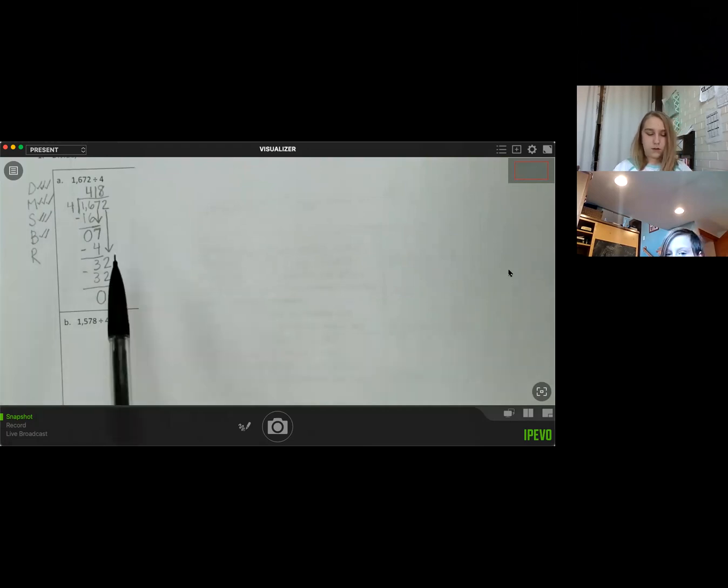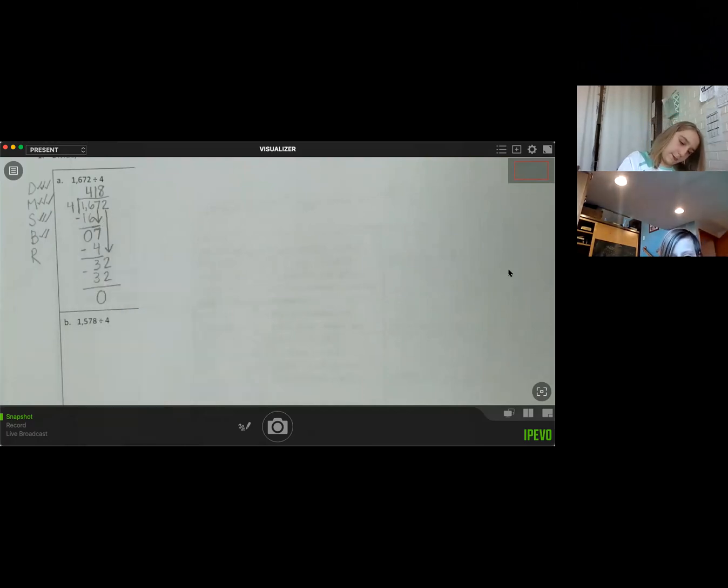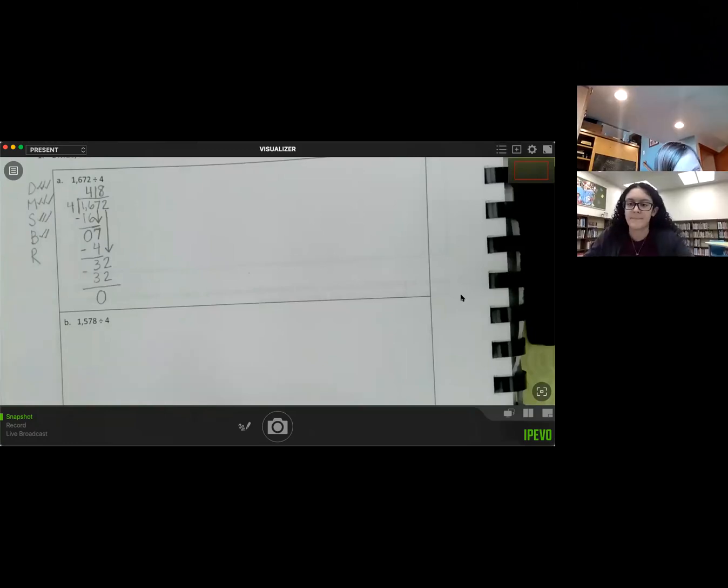So you want to make sure whenever you're doing any problems that you have brought down all of the numbers. We've used up all of our numbers. How can we check to make sure that we got the right answer? What can we do?